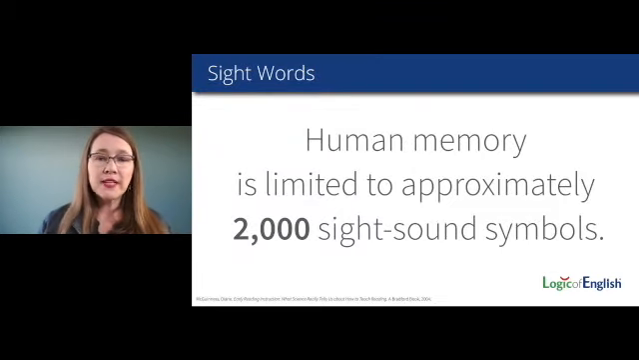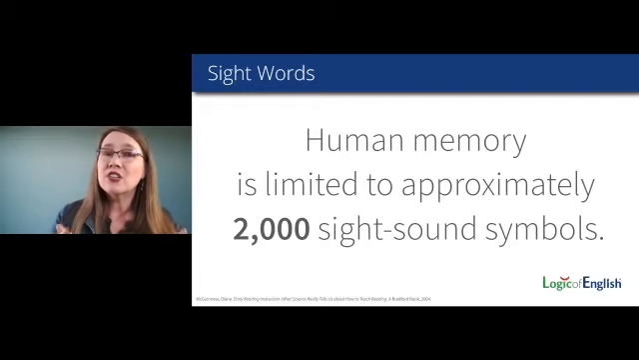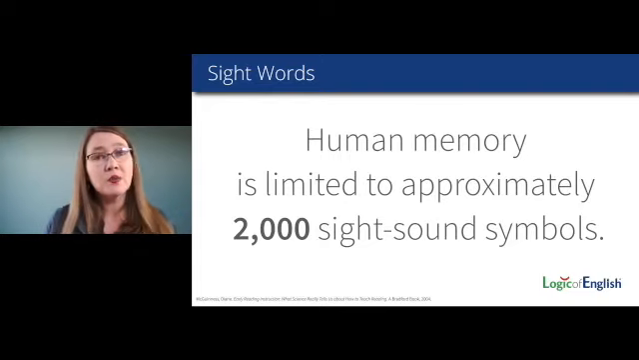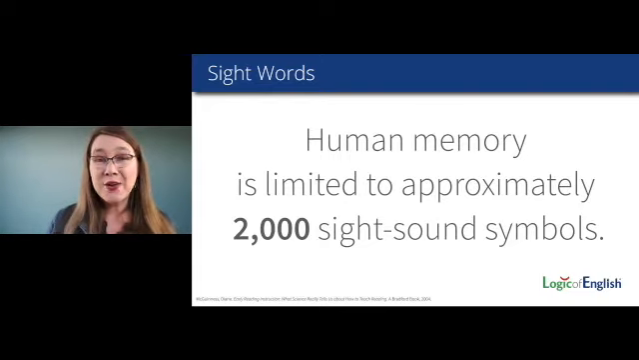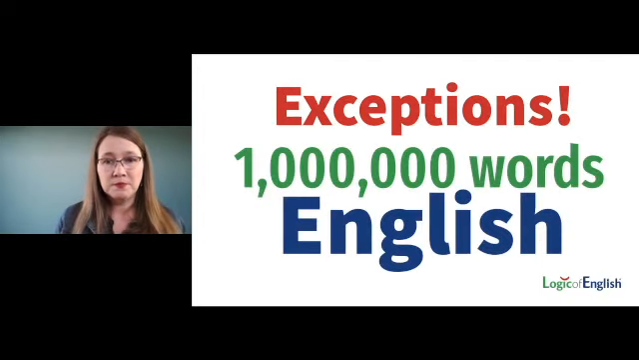Also, research is really helpful for us in understanding something, because human memory is limited to approximately 2,000 sight sound symbols. What this means is many adults who are functionally illiterate and cannot read the newspaper know 2,000 sight words. They've tapped out their memory for sight sound symbols, yet they can't read and comprehend. And I think we all agree that the goal of reading is to read and to comprehend, to make meaning from the texts. But learning and mastering whole words is not sustainable.